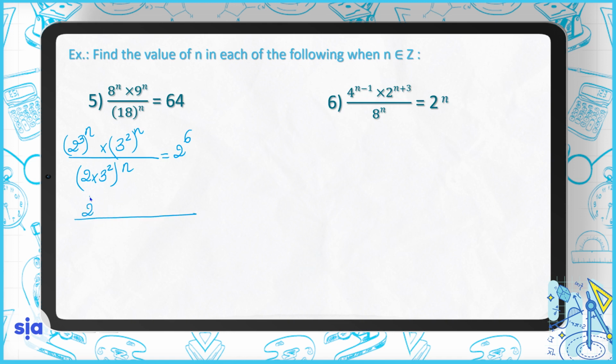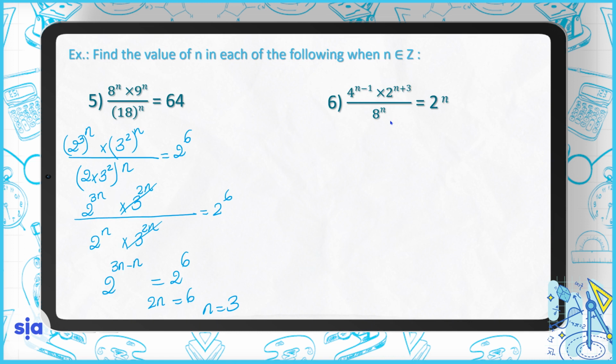So 2 to the power of 3n multiplied by 3 to the power of 2n over 2 to the power of n times 3 to the power of 2n equals 2 to the power of 6. 3 power 2n and 3 power 2n are crossed out together. And for the 2, we subtract the powers 3n minus n because we're dividing. So in this case, the 2n, which is the power, equals 6. So n equals 3.